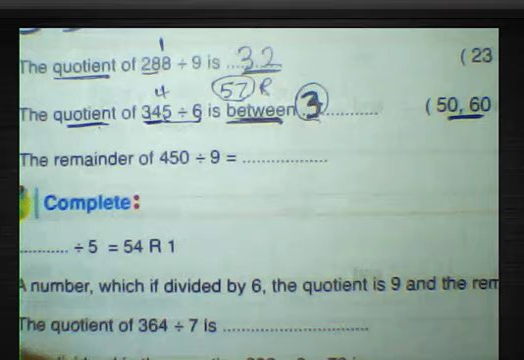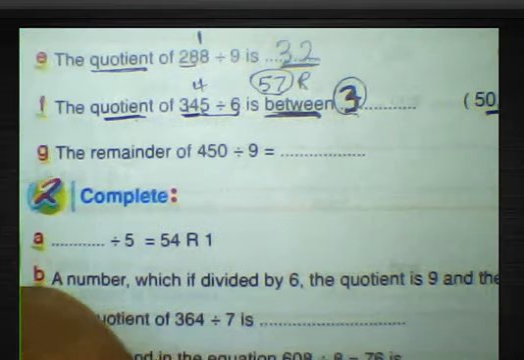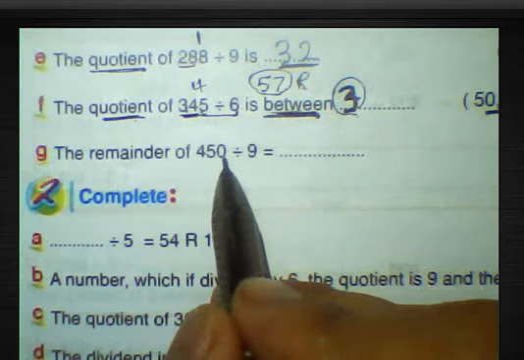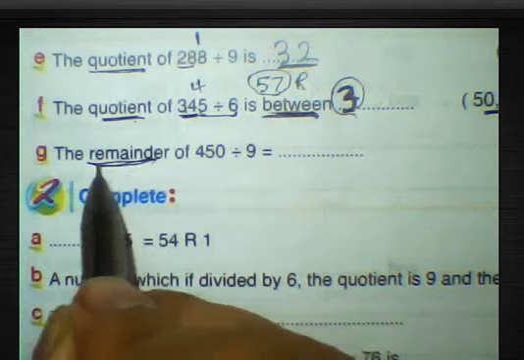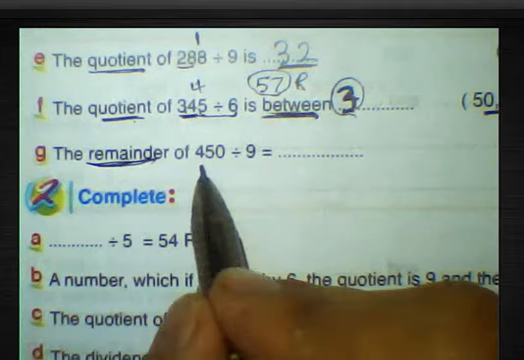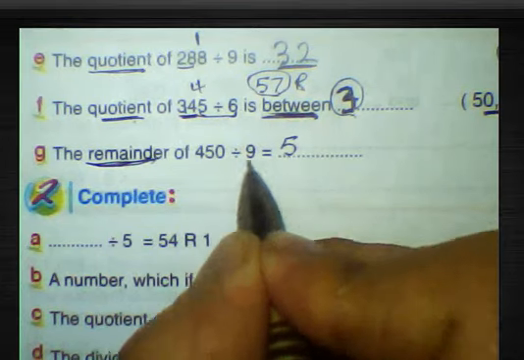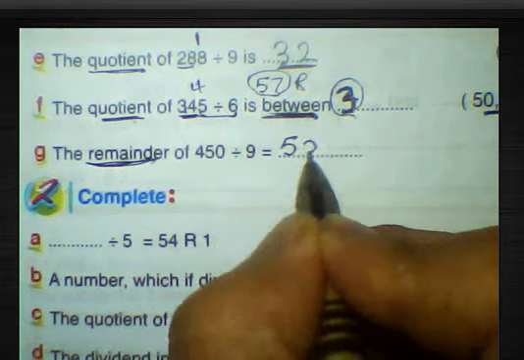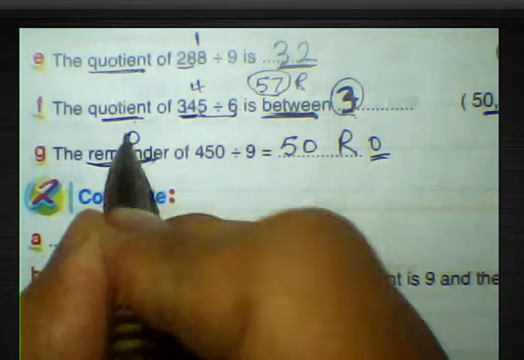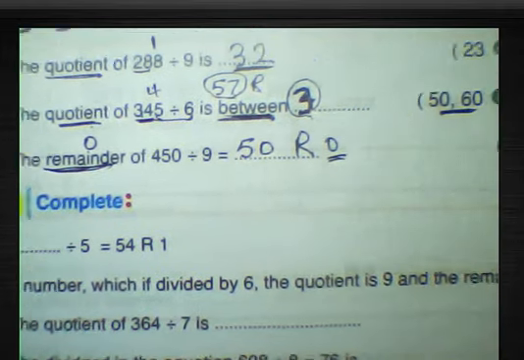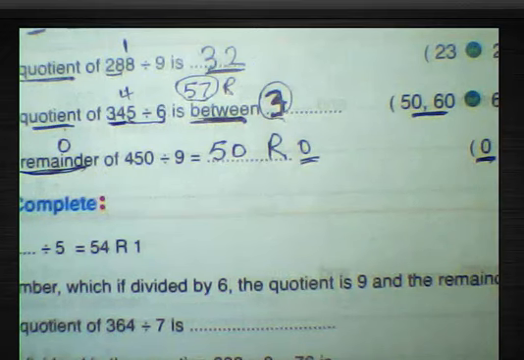Okay. Letter G. The remainder of 45 divided by 9 equals what? He wants to find the remainder. 45 divided by 9 equals 5, and 0 divided by 9 equals 0. Then the remainder here equals 0. Then the remainder will be 0 in this example.